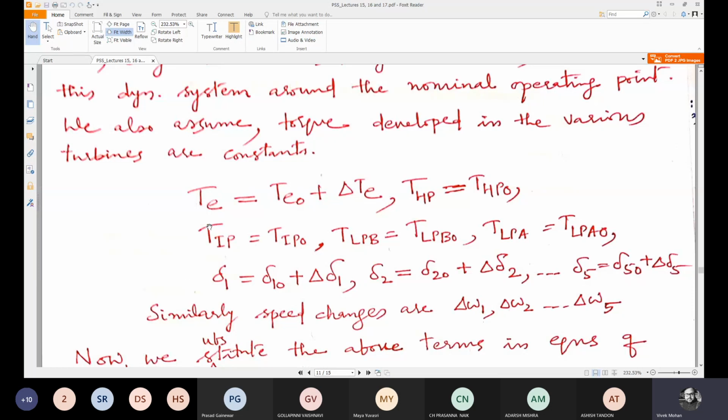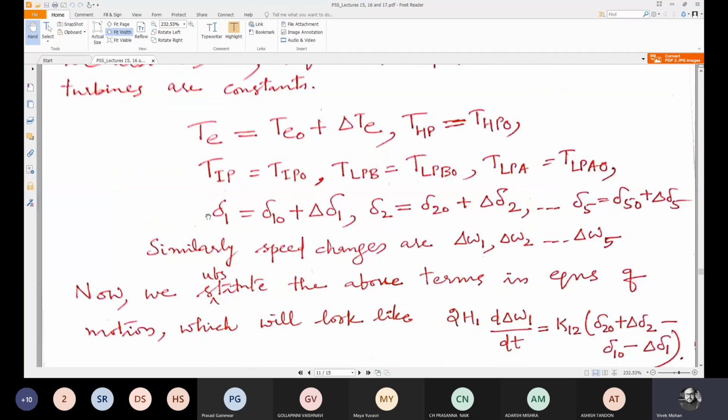Similarly, for the intermediate pressure turbine and low pressure turbines, all these torques at equilibrium are considered as TIP naught, TLPB naught, TLPA naught, etc. Similarly, for angular displacement, the angle at equilibrium is del 10. After a disturbance, it becomes del 10 plus delta del 1. Here also, the angle is del 2 naught, and after a disturbance, it becomes del 2 naught plus delta del 2.